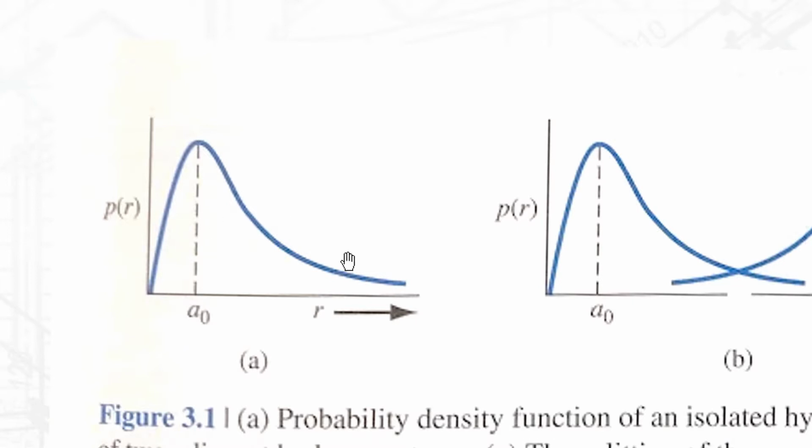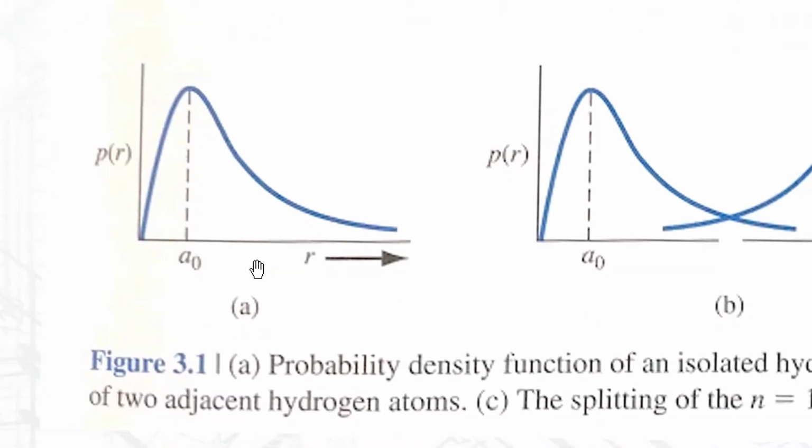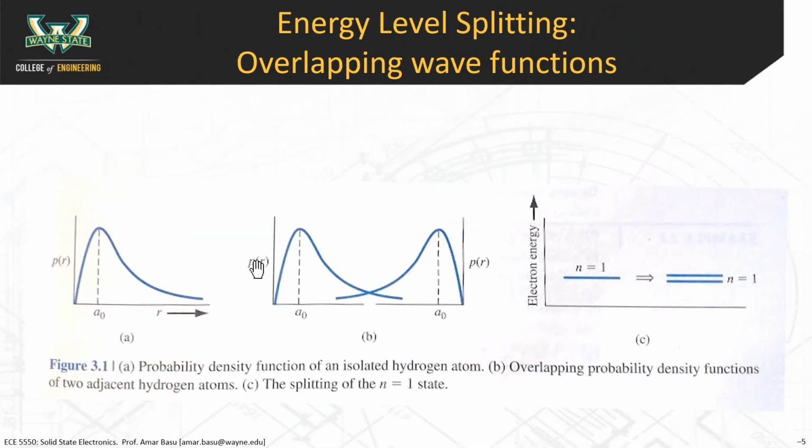This was for a single atom. So the farther away you go from the nucleus, there's a smaller and smaller probability that you'll find an electron there. So the electron is most likely to be fairly close to the nucleus, near A0. Now what we're going to do is take 2. So this is the nucleus, and then you had the electron around the nucleus here.